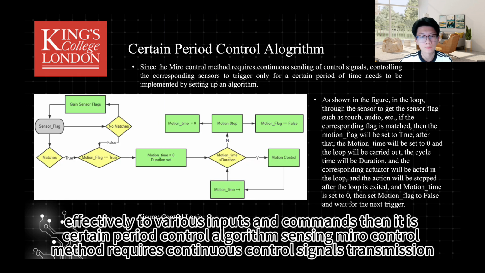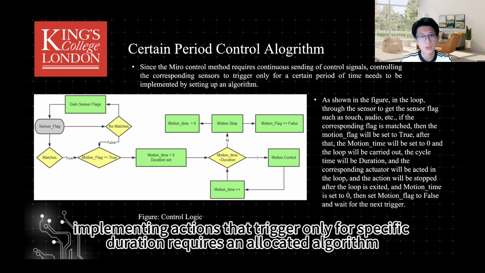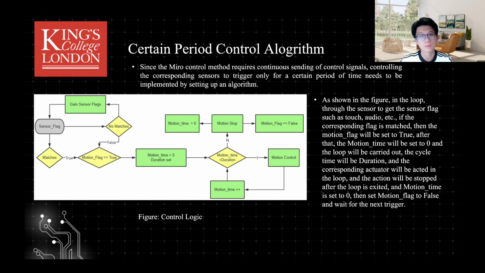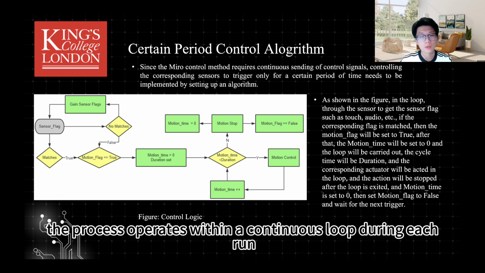Then there is the certain-period control algorithm. Since the Mirror control method requires continuous control signal transmission, implementing actions that trigger only for a specific duration requires a delicate algorithm. As you can see in the diagram, the process operates within a continuous loop.